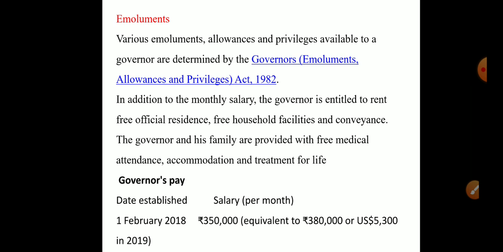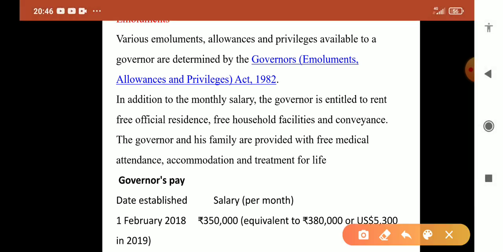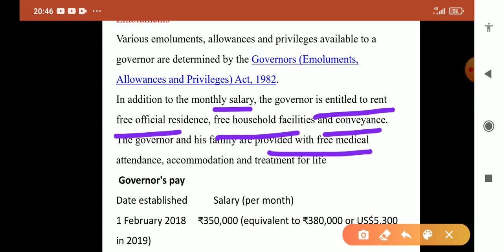Various emoluments, allowances and privileges available to a governor are determined by the Governor's Emoluments, Allowances and Privileges Act 1982. In addition to the monthly salary, the governor is entitled to rent. Now, in addition to salary, what is he entitled to? Salary, monthly rent, free official residence, free household facilities, conveyance facilities. The governor and his family are provided with free medical facilities, also medical attendance, accommodation and treatment for lifelong.